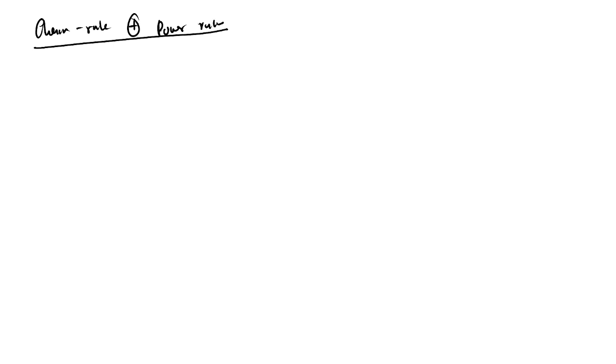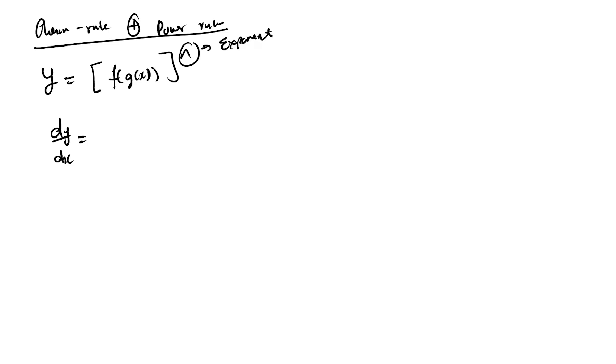So in general, let's say you have your function, which is y equals f of g of x, raised to the exponent n. The derivative dy over dx is going to be what? You take the derivative. This n actually represents the exponent, and this whole composite function f of g of x is raised to the exponent n. So to take the derivative of such a function, you're going to consider the power rule and the chain rule.